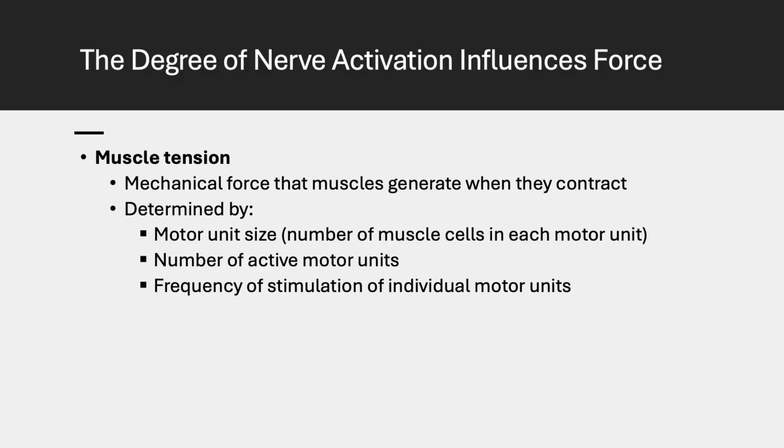Muscle tension, or the force a muscle generates, depends on several factors. The first is the size of the motor unit. The more cells under one neuron, the stronger the force. The second is the number of active motor units at a given time. Finally, the frequency of stimulation matters. Repeated signals keep calcium levels high, which maintains contraction. This is why the nervous system plays such a critical role in muscle performance. It's not just the muscle itself, but how effectively it is being controlled.